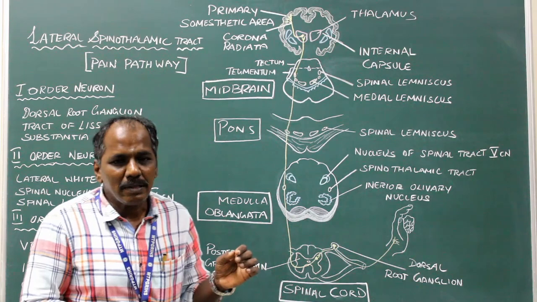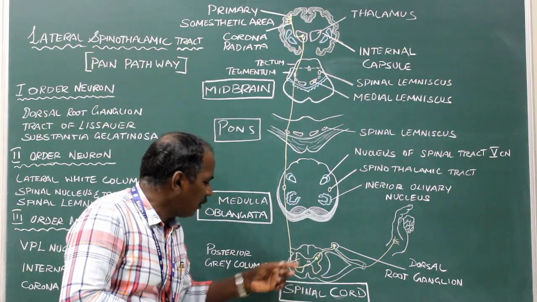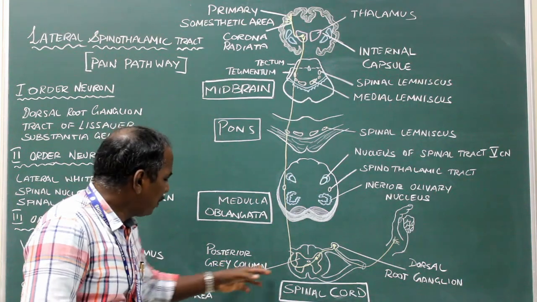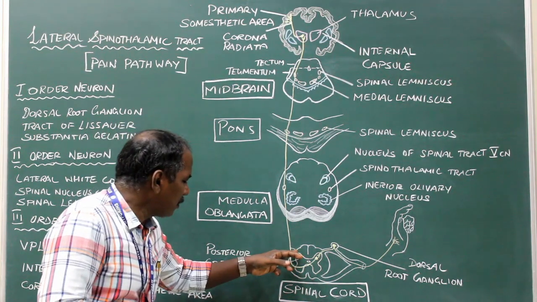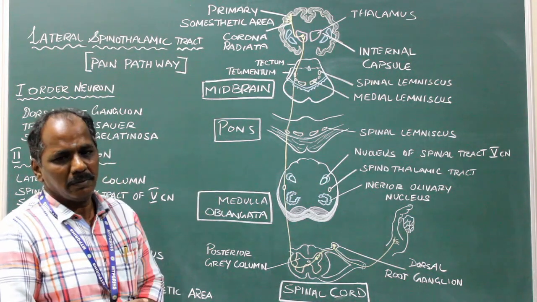So what is substantia gelatinosa? It is a substance present near the posterior end of the posterior gray column. So there is substance present here. So this is about the first order neuron.